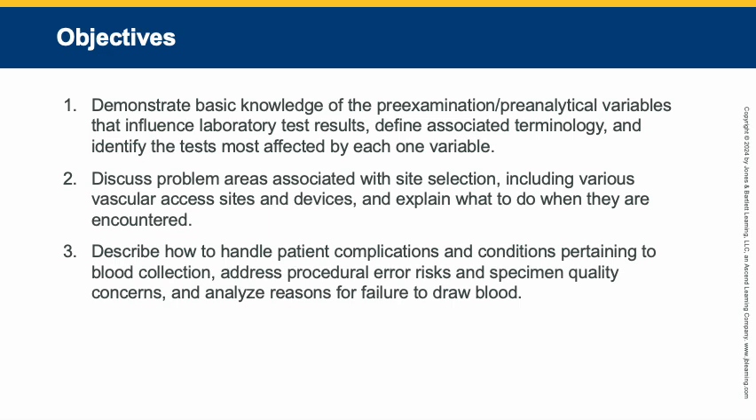Number 2, discuss problem areas associated with site selection, including various vascular access sites and devices, and explain what to do when they are encountered. And lastly, number 3, describe how to handle patient complications and conditions pertaining to blood collection, address procedural error risk and specimen quality concerns, and analyze reasons for failure to draw blood.